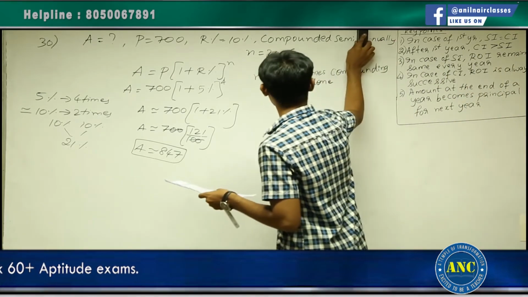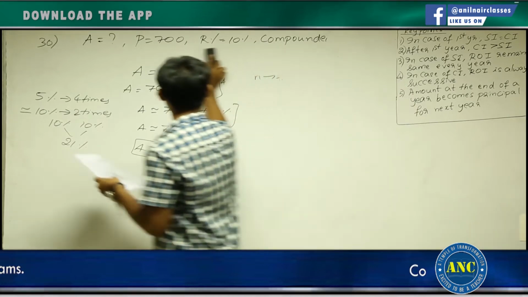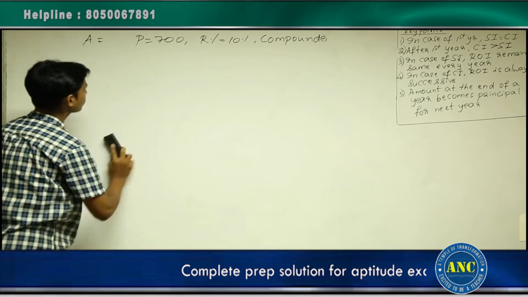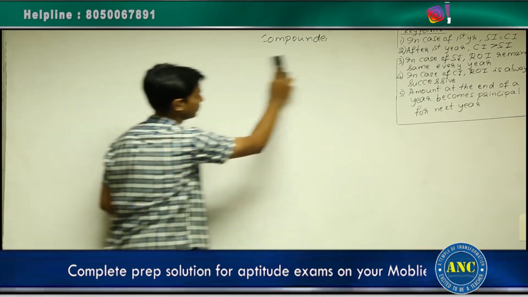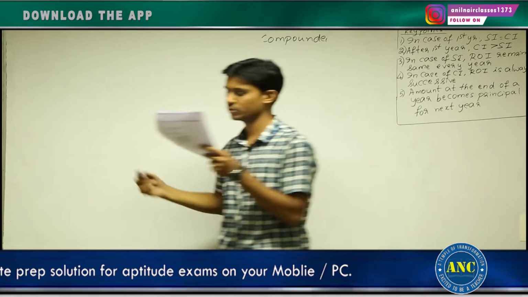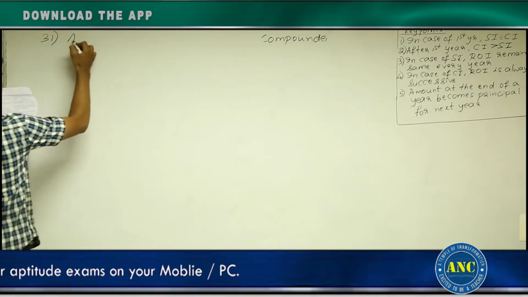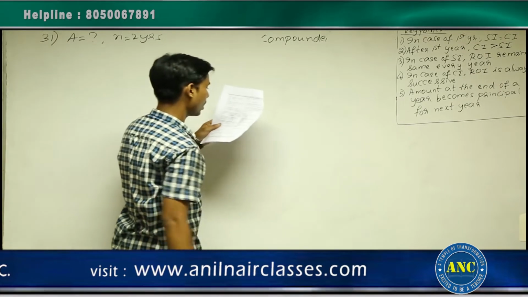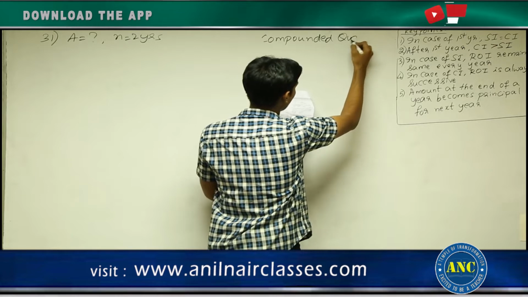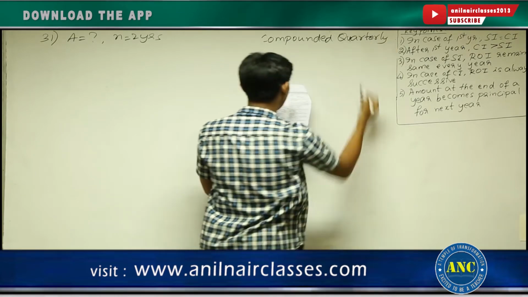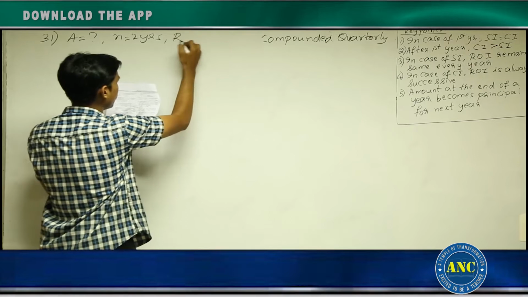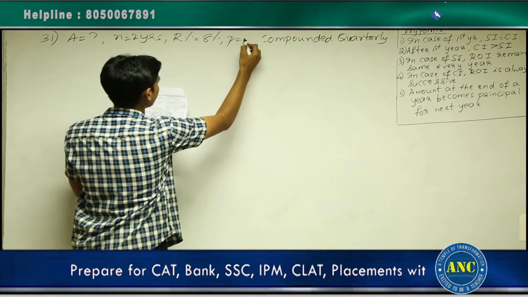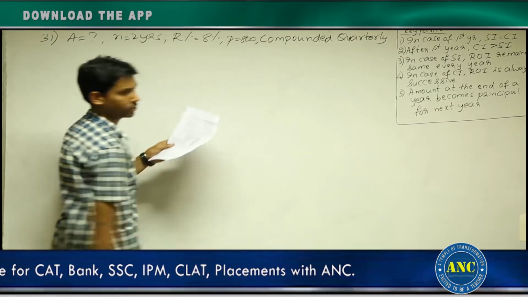31st question. Please see the 31st question. Find the amount after 2 years. Amount after 2 years. It is compounded quarterly, at 8% rate of interest compound interest for a principal of 800 rupees. Principal is given as 800 rupees. This is what is given in the question.